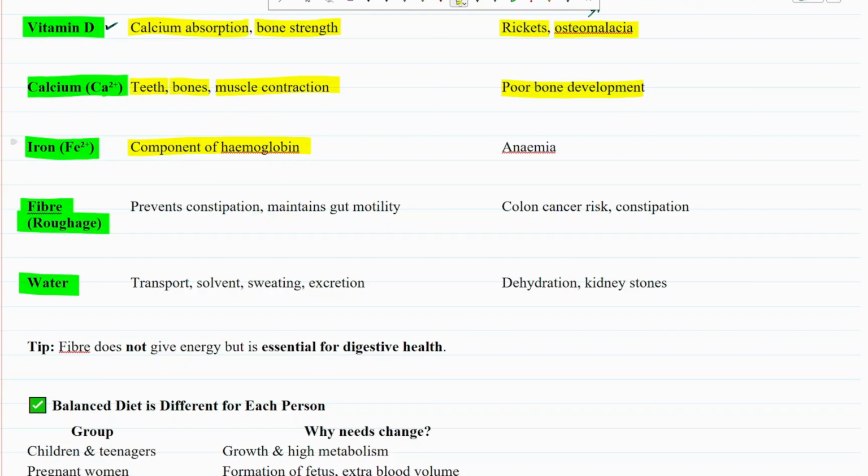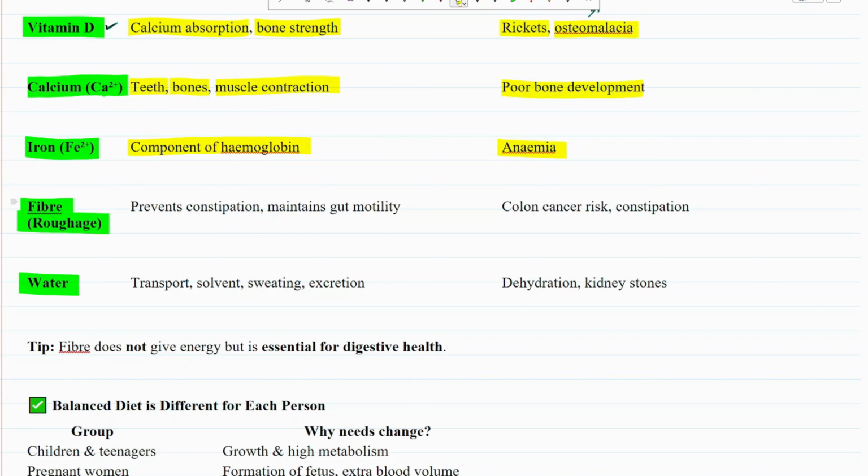Iron is needed for the component of hemoglobin. Hemoglobin works for the transport of oxygen. It carries oxygen from the lungs and provides it to the body and gets carbon dioxide from the body and gives it to the lungs, which is then exhaled. Deficiency of iron causes anemia, meaning deficiency of red blood cells.